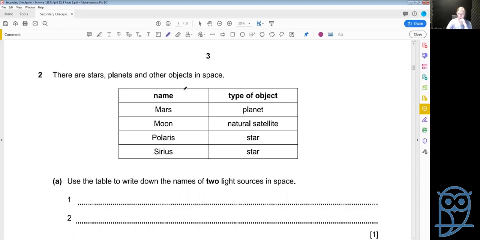So Mars is a planet. It does not create light of its own. Moon is also, it doesn't create light on its own. We can see the moon at night because it reflects the light coming from the sun. Polaris and Sirius are both stars. Stars are light sources. So we can write down here Polaris and Sirius.